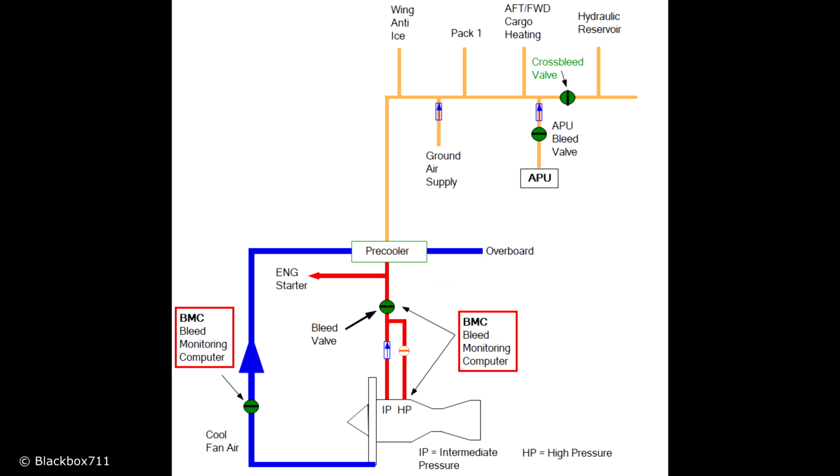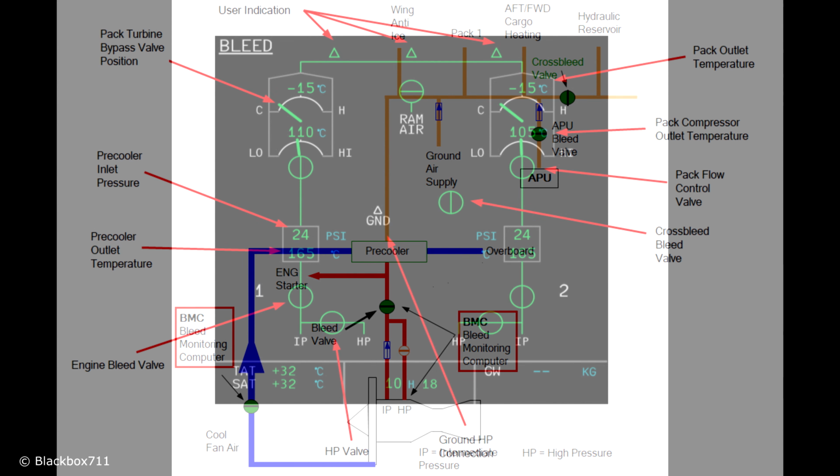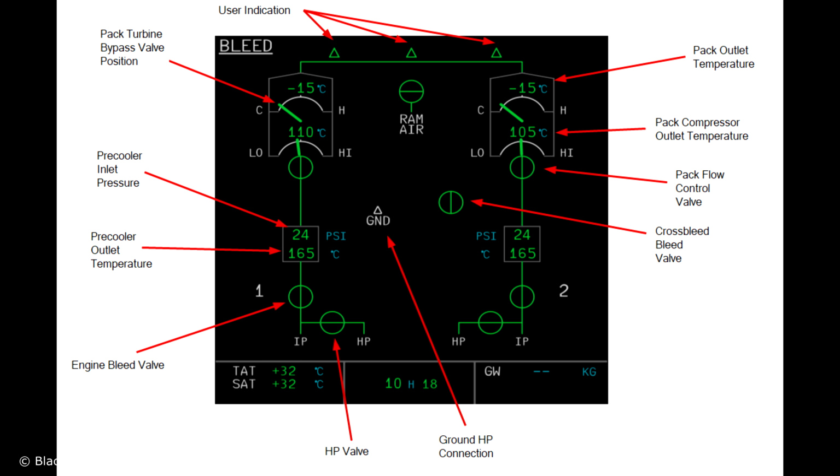Now next, let's have a look at the bleed system display. And on this display, you have a lot of information. So let's start right at the bottom left there. You have the letters IP and HP, and those correspond to the intermediate pressure and the high pressure supply from the engine. You have a high pressure valve. Usually, if the pressure from the IP, the intermediate pressure, is high enough, then this valve will usually be closed.